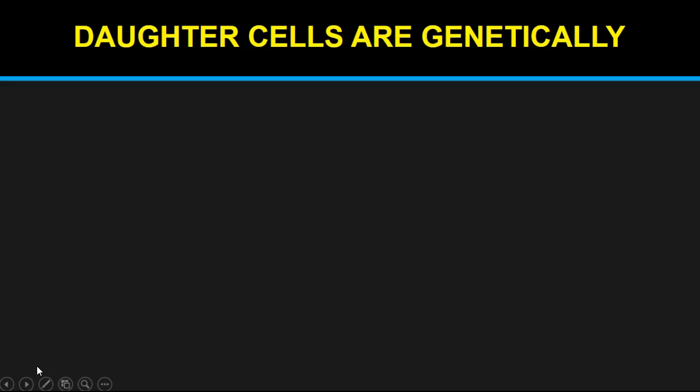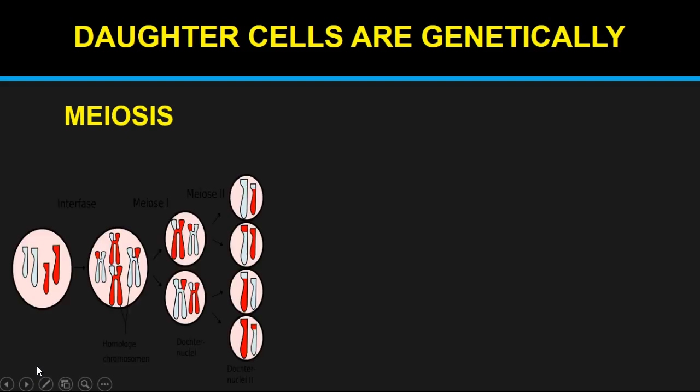And then we want to discuss the daughter cells and how they compare genetically. And in meiosis, the daughter cells that result are genetically different. If you look at these 4 daughter cells and compare them, you'll see that not one of them is like the other. And they're also different than the parent cell.